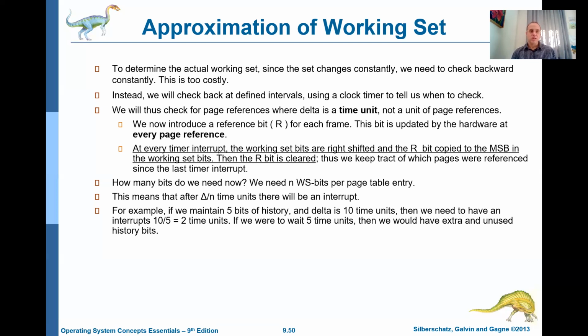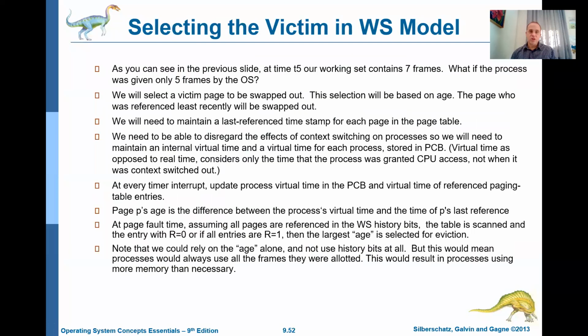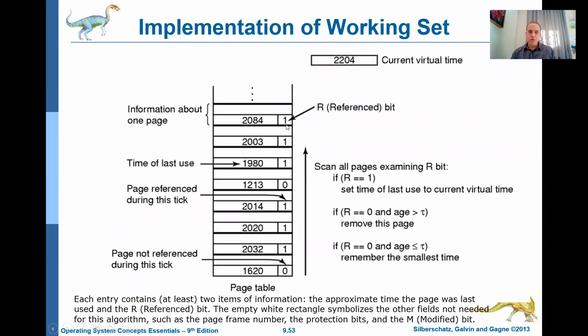So how am I going to do this? Thus we will check for page references where delta is a time unit, not a reference unit, not how many references, but how much time. We now introduce a reference bit for each frame. So now each frame is going to have an extra bit on it. Actually, I have a picture down here. You see a reference bit. In other words, for the page table, we'll have a bit, and that is the reference bit. Now, 1 indicates that it's been referenced.